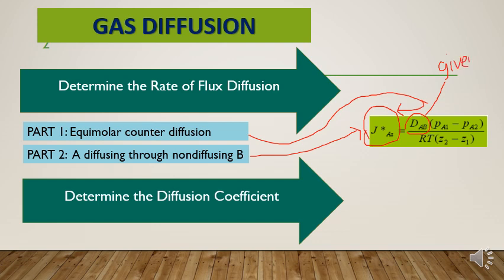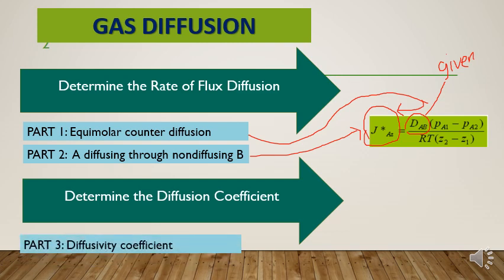But part 3 is just to focus on how we can determine the diffusion coefficient. So the DAB is not given, so you have to calculate the DAB before we can calculate the J value. Alright?